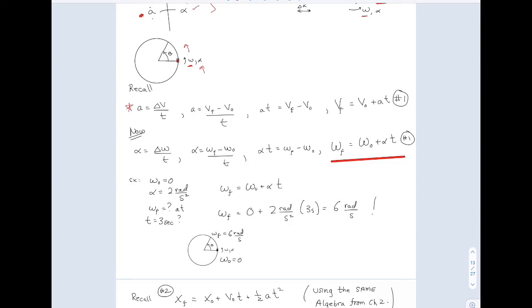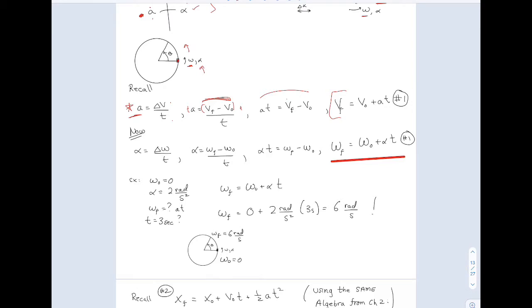So remember from chapter 2, this was the definition of acceleration, change in velocity with respect to time. So we're changing velocity like that. We did this the first week. Multiply both sides by t, put a t there, put a t there, and we got that. And then I just solved this for v final, and that was equation number 1.